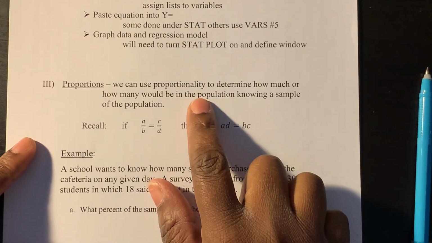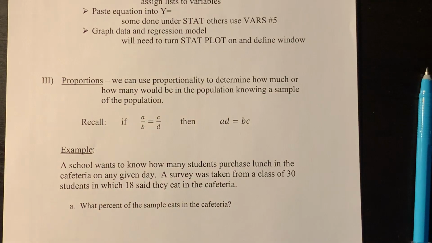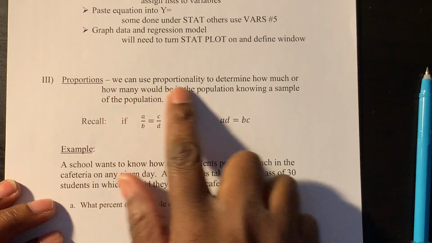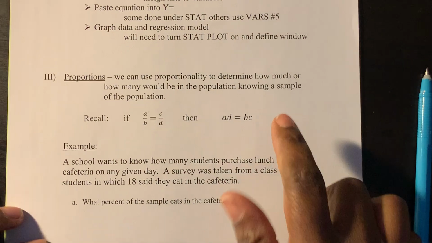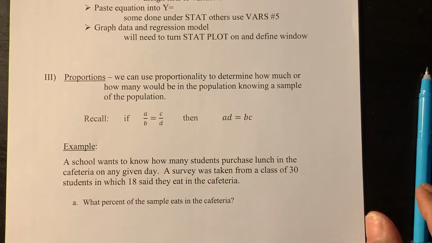All right, so we're going to look at the proportions part. If we're talking about proportions, then we are discussing the relationship between two things. Because they should be proportional, we can find out information about the entire population, knowing information about a sample of that population.